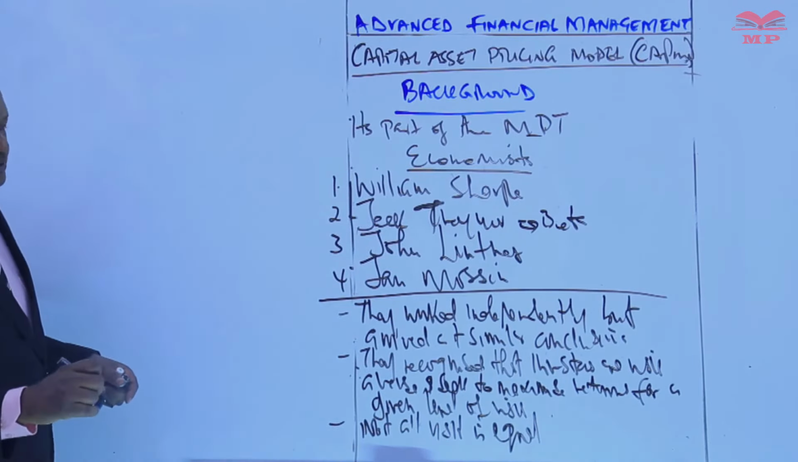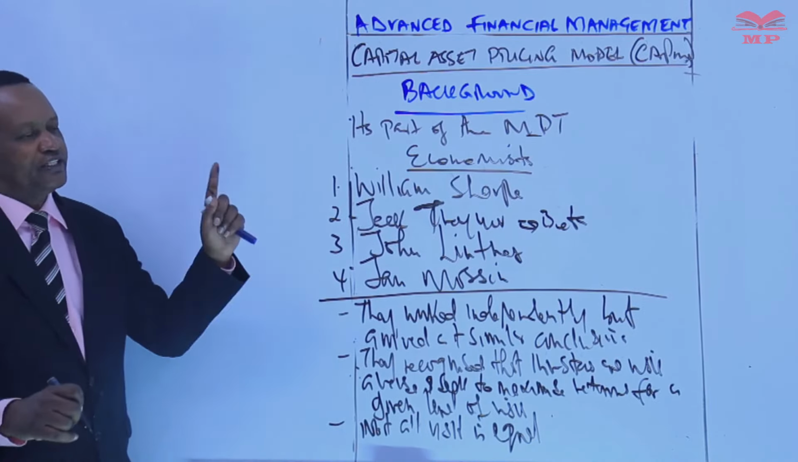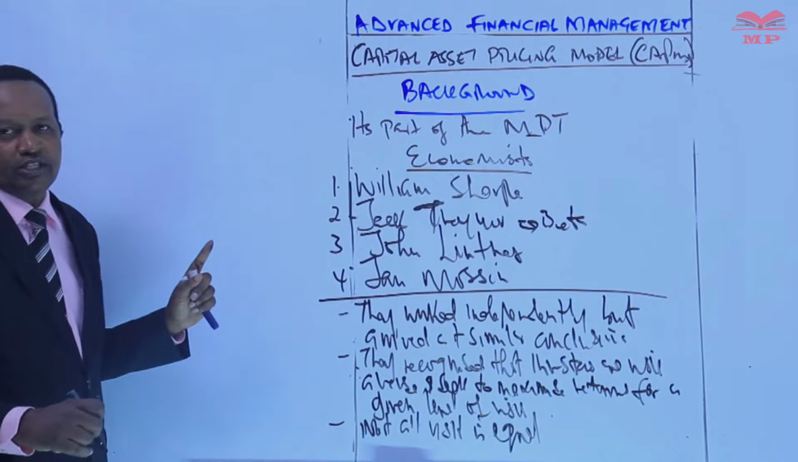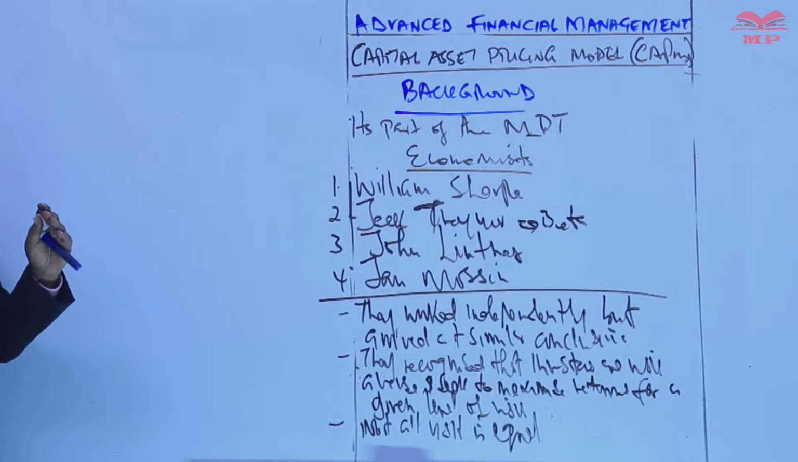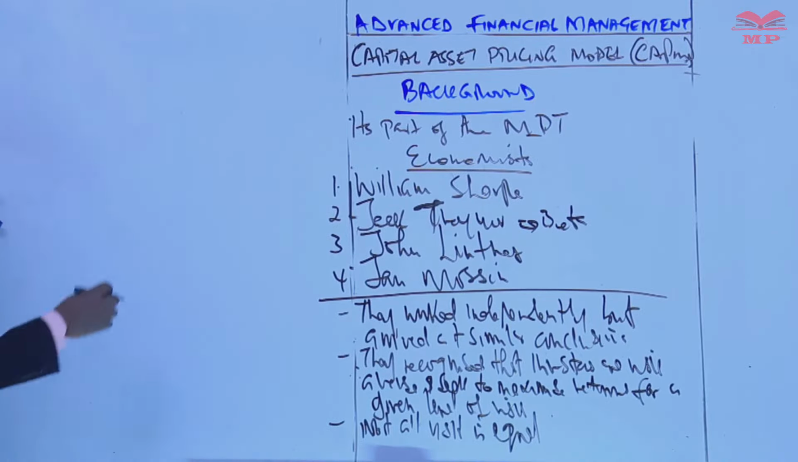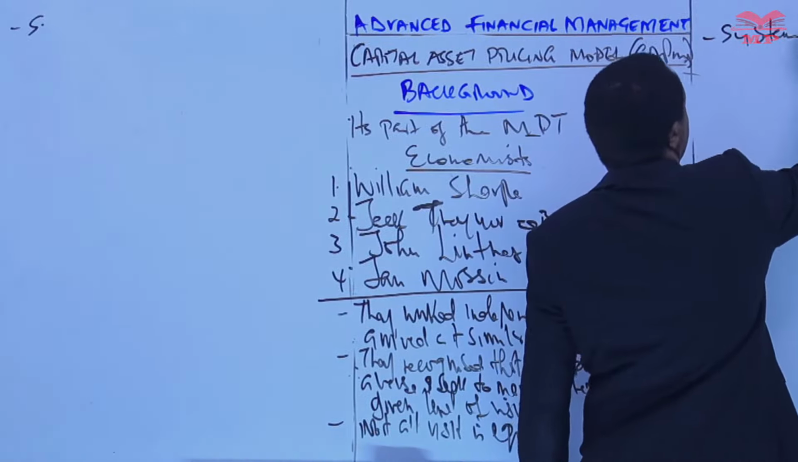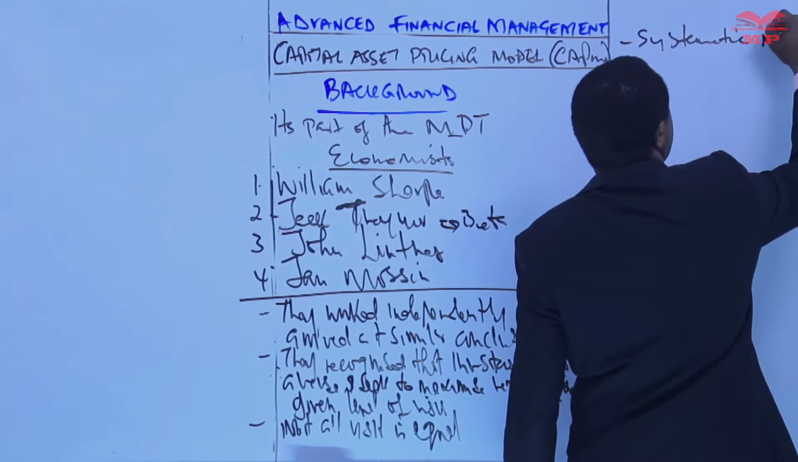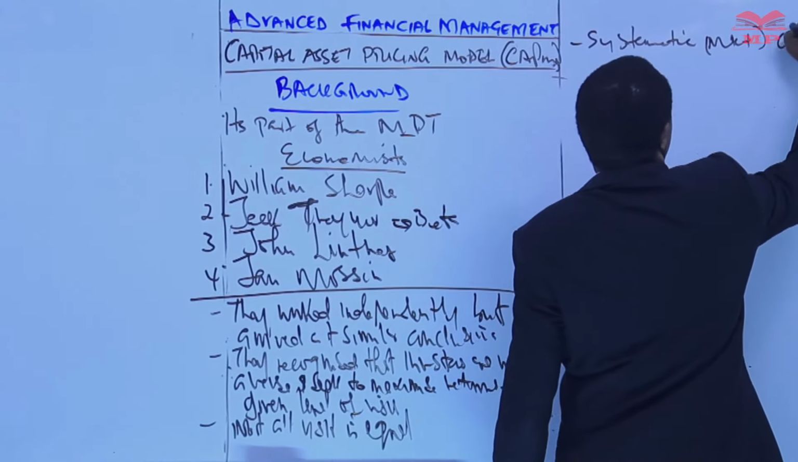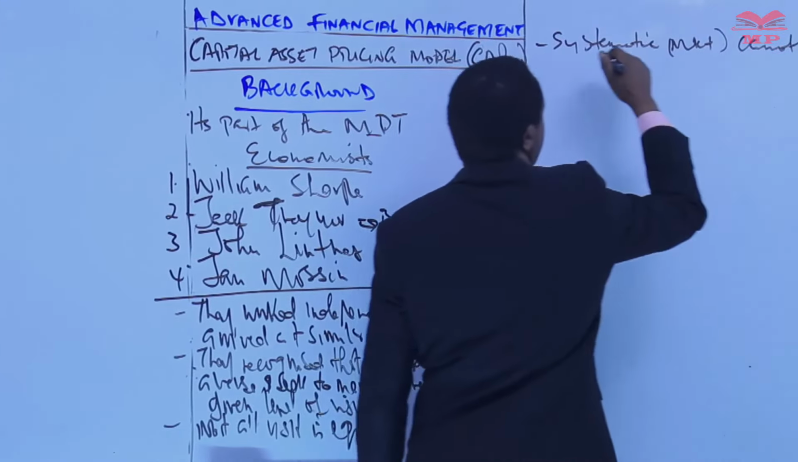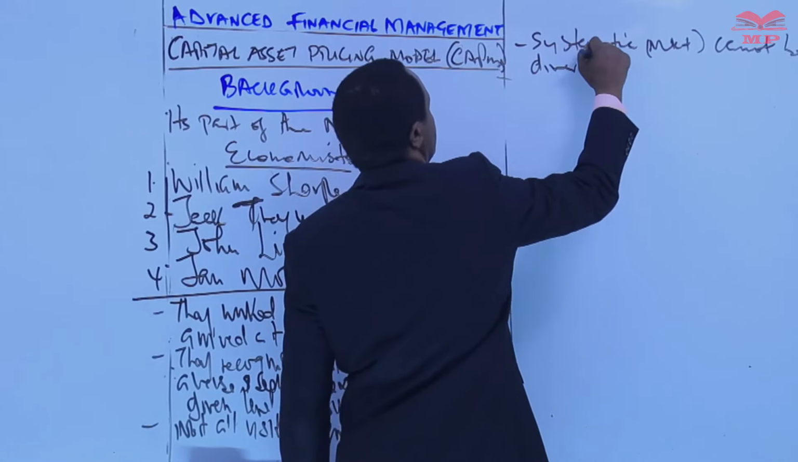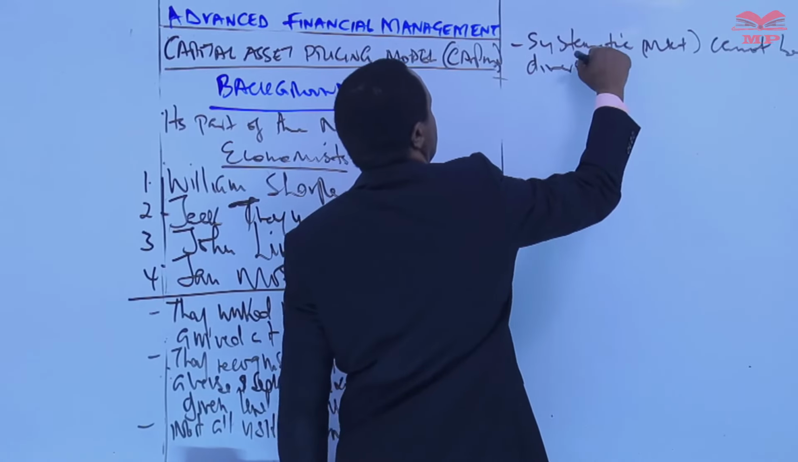Not all risks are equal. There are some risks that can be diversified away, others cannot be diversified, particularly the systematic risk. They recognize that systematic risk, which is a market risk, cannot be diversified. The market-wide risks cannot be diversified.